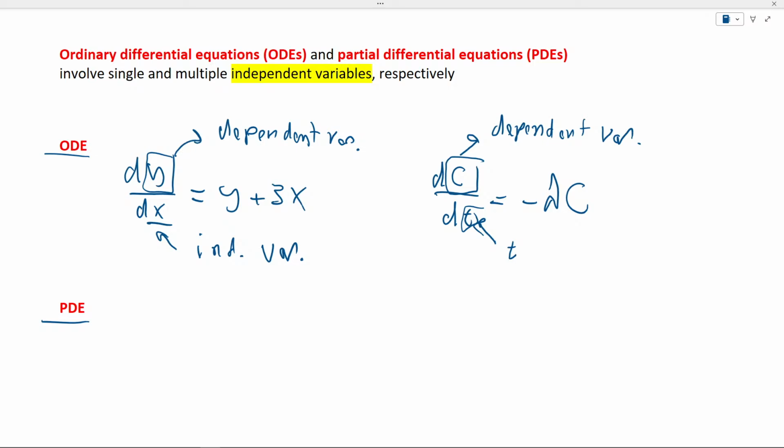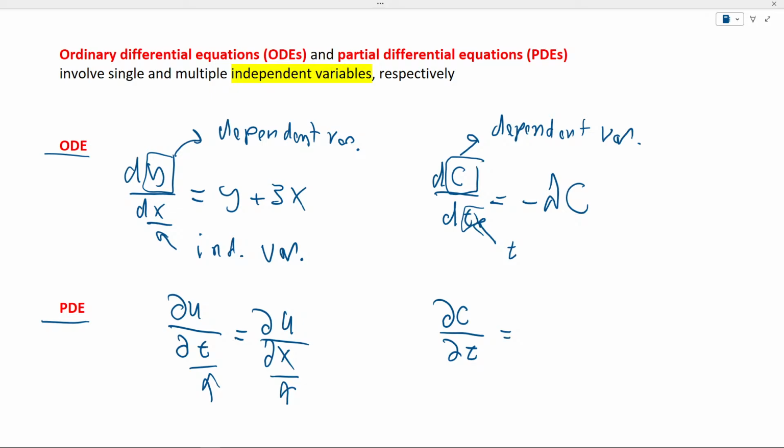So here I have only one independent variable, versus a partial differential equation, like du/dt equal to partial u partial x. Here I have two independent variables, time and x. Can we see an example? Yes, the advection equation. So dc over dt, how concentration is changing in time, is equal to a velocity term times dc over dx. This is partial, not d.